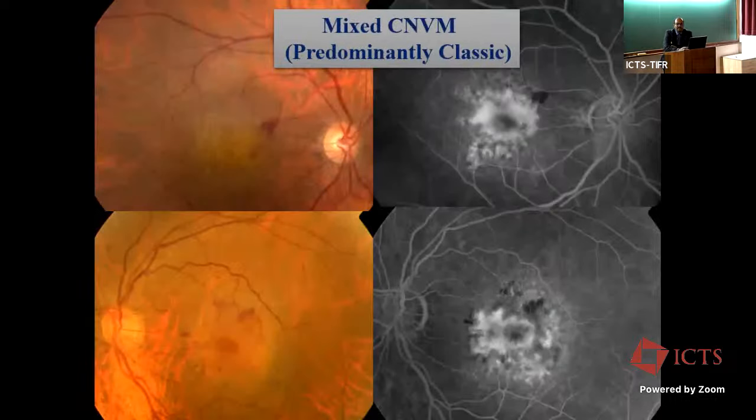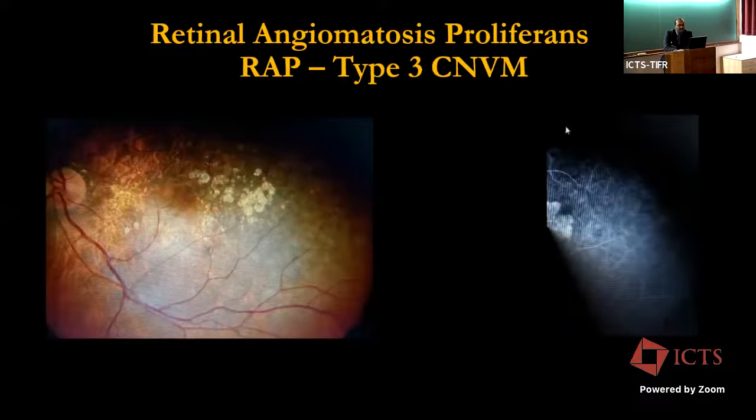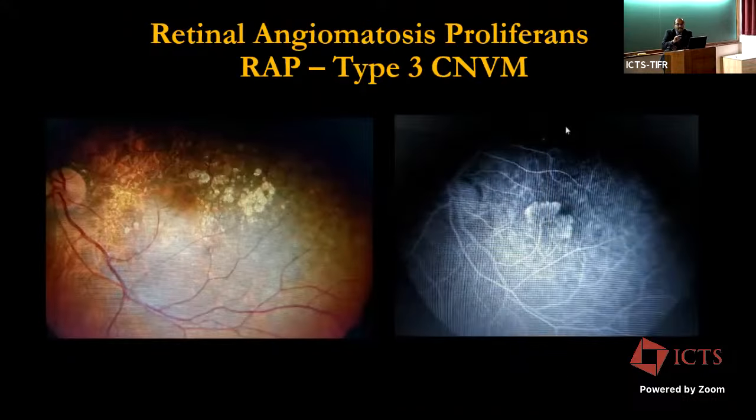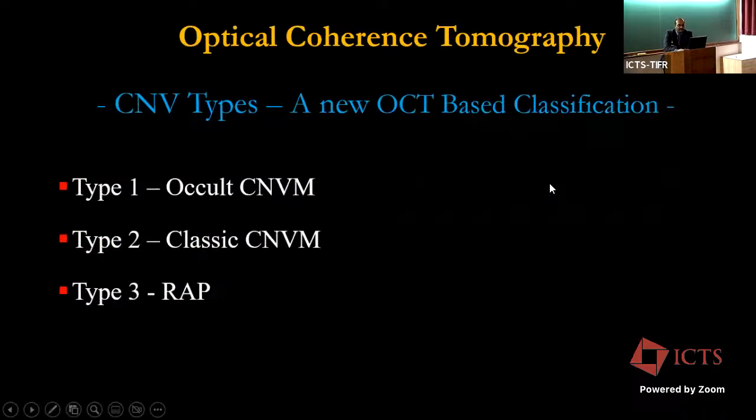Then, as you have in most of the cases, it's a mixed CNVM. The component that is predominant is the predominantly classic one here, and you can see the larger component is the predominantly classic component. RAP is another component here. You see this here, the abnormal vasculature is coming from the retinal circulation, as you can see right there.